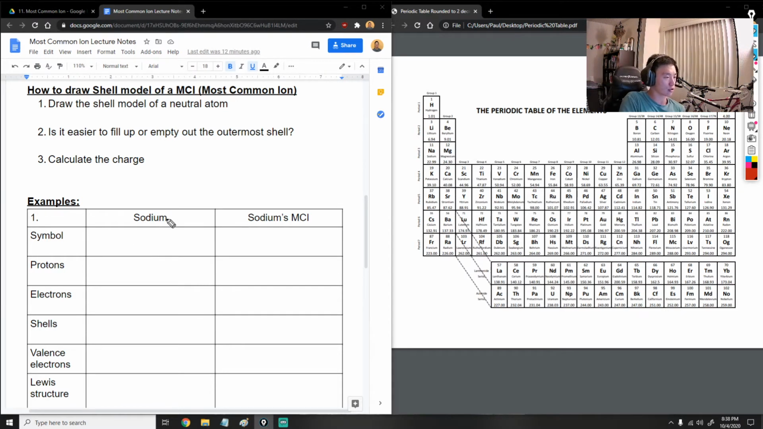We're doing regular sodium. So if you go to the periodic table, we're going to look for sodium. And if you notice, sodium is right here all the way on the left. Okay, so we're going to write the symbol for sodium. The symbol is Na. Okay, the symbol for sodium is Na.